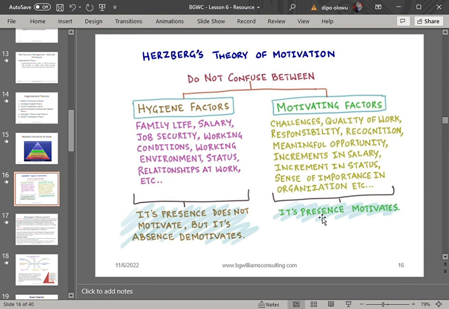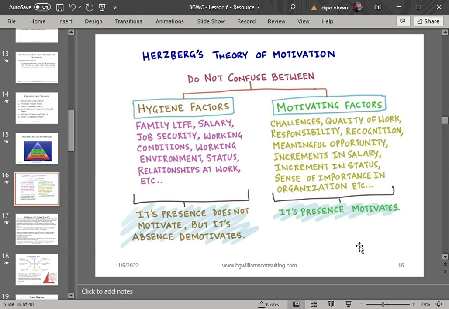But the motivating factors are those things that can motivate you. Number one thing is challenges. Being able to contribute your work, being able to solve problems, being able to be part of the team that is able to arrive at a solution, getting recognition, having to receive a thank you note from your boss. All these are factors that can motivate you. Increase or a boost in your salary. Remember, an increase in your salary can become what? A motivation.